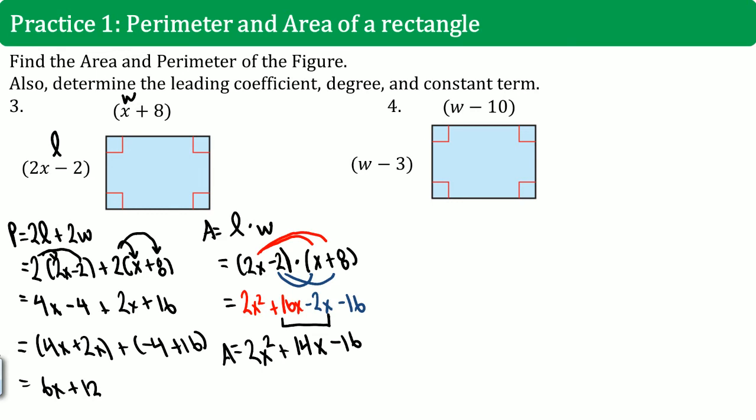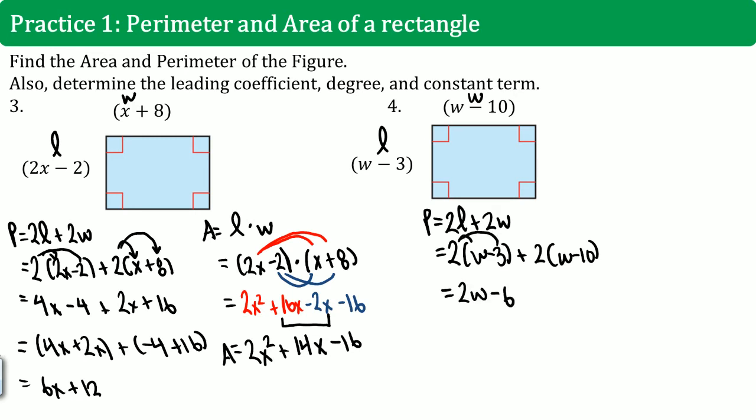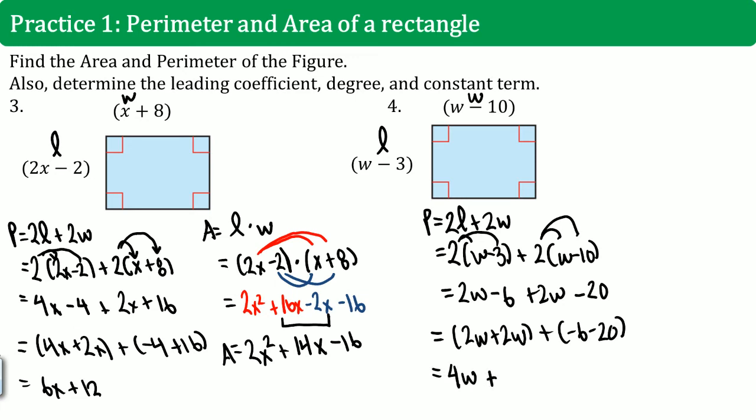Let's do 4. Length is w minus 3. The width would be w minus 10. Perimeter, twice the length plus twice the width. Twice the length. The length here is w minus 3. Twice the width would be w minus 10. Distribute. 2 times w is 2w. 2 times negative 3 is negative 6. 2 times w is 2w. And 2 times negative 10 is negative 20. We can now combine some like terms. 2w plus 2w gets you 4w, plus negative 6 minus 20 gets you negative 26. So you could write this as 4w minus 26 if you would like as the perimeter.